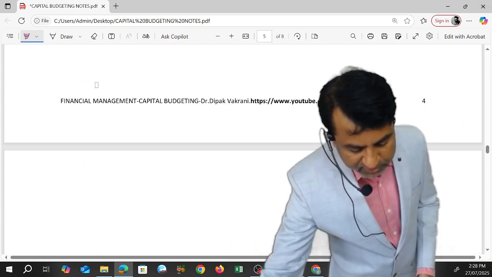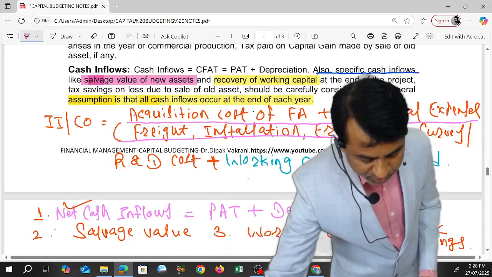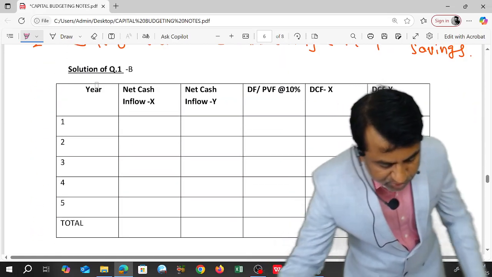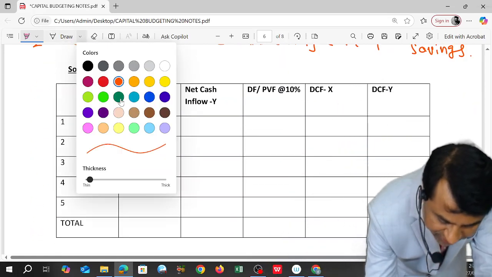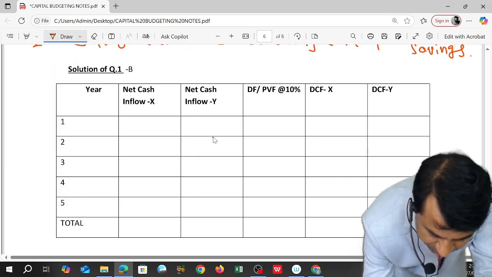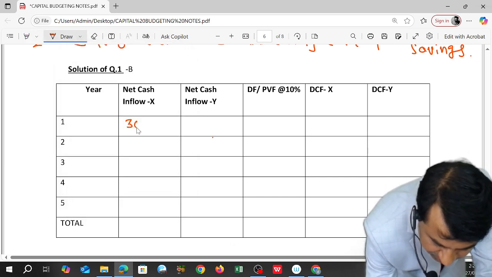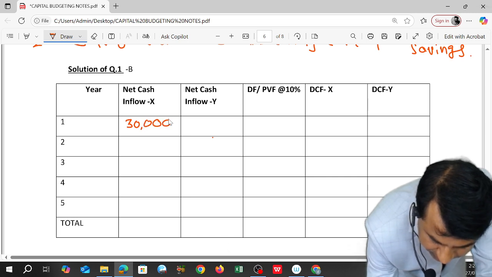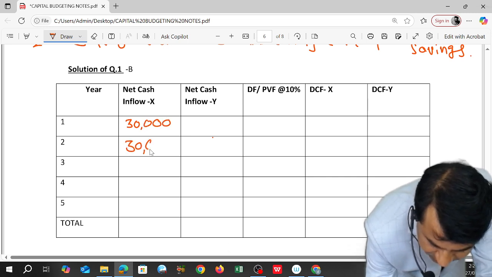So 30,000 is the cash inflow. Let me write down the cash inflows and outflows for all of you, and let's solve this. So let's use this one only. Chaliye. So it is 30,000 each, my dear, for all the years for project X.